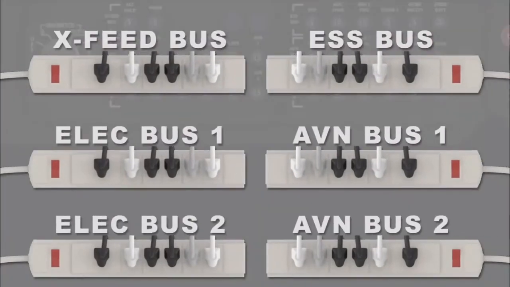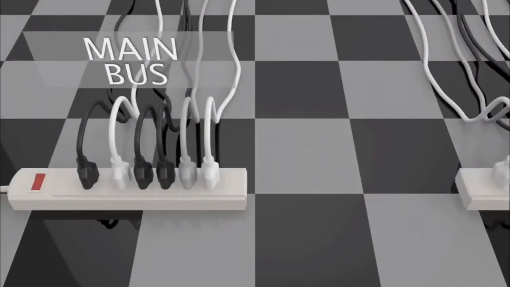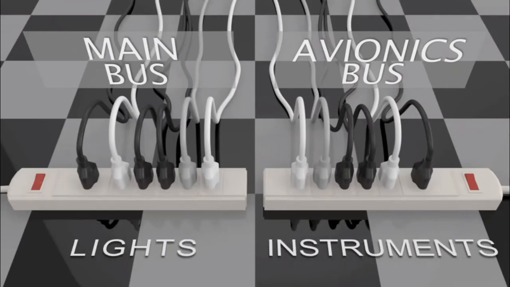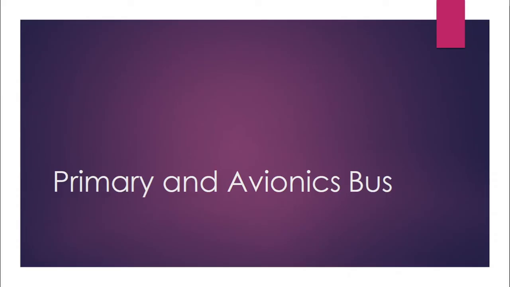The components of an electrical system are usually divided into multiple buses. For example, there may be a main bus and an avionics bus. On the main bus, main equipment such as lights are powered, and on the avionics bus, most of the instruments and equipment to run those instruments are powered.